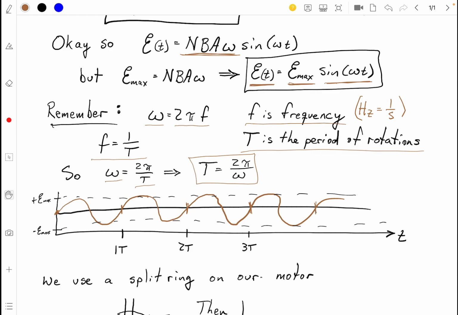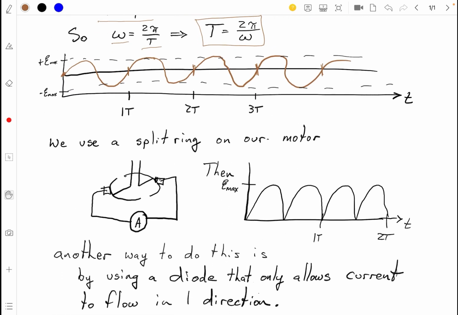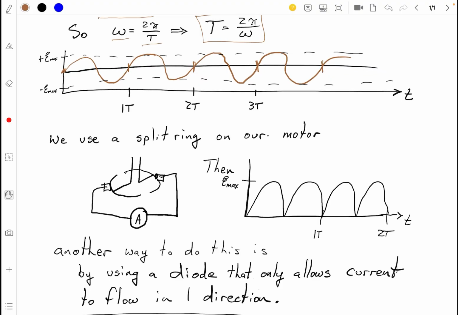We want current to flow only in one direction, right? It's no fun if you do something and then half a period later it's X'd out, because here you're working, you're happy, all your current is working in the right direction, and then everything that you just did is reversed because your current flipped around. What a bummer. So we use this thing called a split ring on our motors.